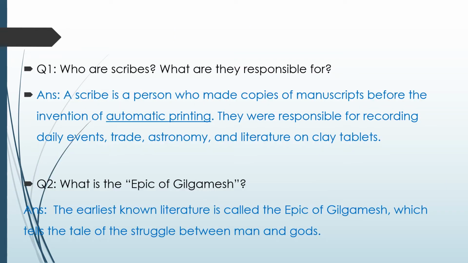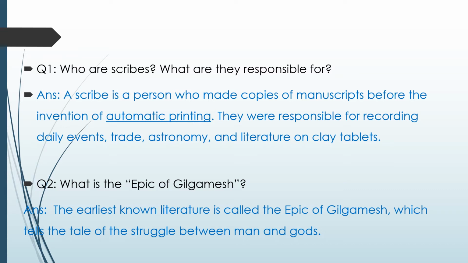Question number 1. Who are scribes? What are they responsible for? A scribe is a person who made copies of manuscripts before the invention of automatic printing. They were responsible for recording daily events, trade, astronomy, and literature on clay tablets.